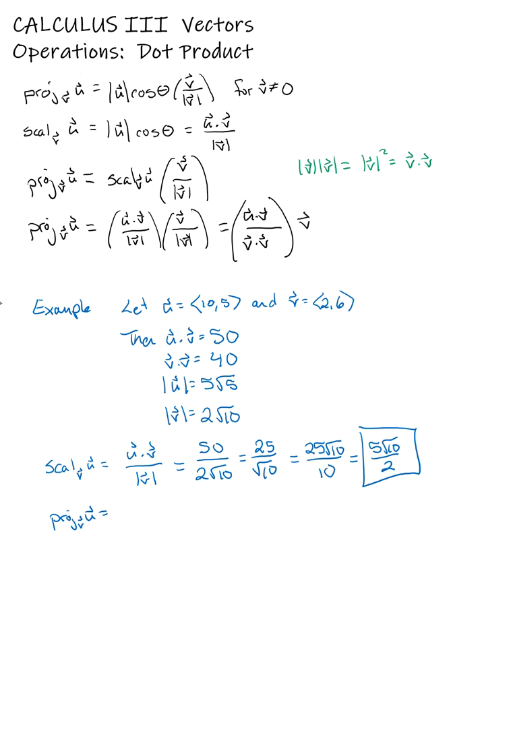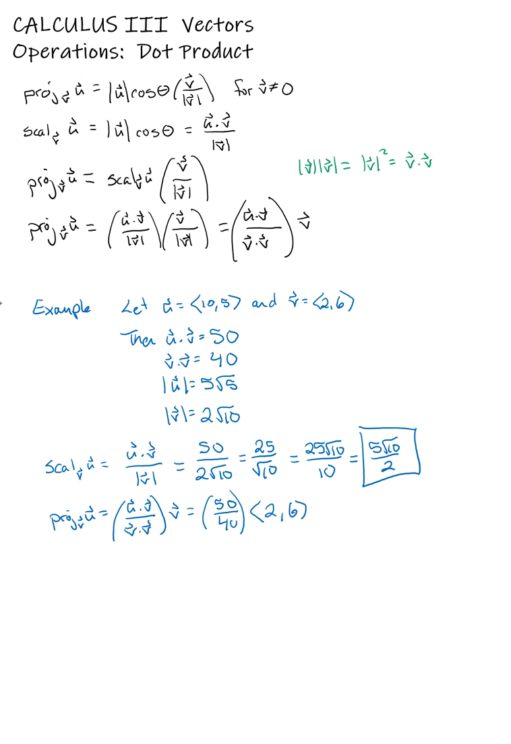So now let's take a look at the projection of u onto v. Again, there's a couple ways of looking at it. I'm going to go ahead and use that last definition that we came up with. It's u dot v over v dot v times vector v. So let's see, that gives us u dot v is 50, v dot v is 40, and then vector v is the vector 2, 6.